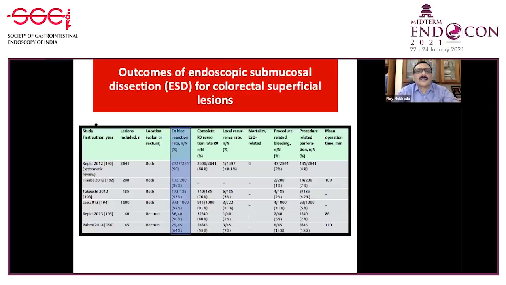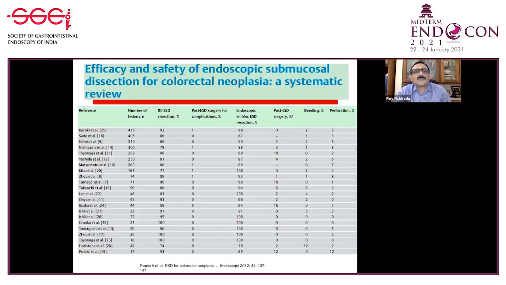En bloc resection is possible in the majority of cases, and the R0 resection rate ranges from 53 to 90, 88, or more than that, 91%. Local recurrence is less than 3%, and procedure-related bleeding is also low. So post-ESD surgery for complications is very minimal.